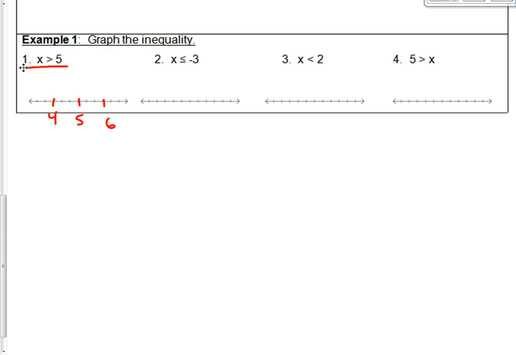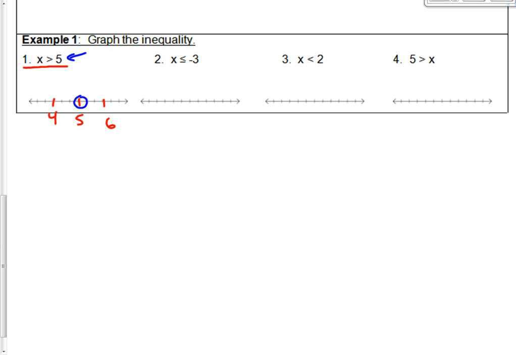Now here's how you do this. So 5 is the number we're interested in. Since there's no equal to bar underneath, it's just a greater than sign, this gets an open circle on it. And then now what we do is we just shade the appropriate side.